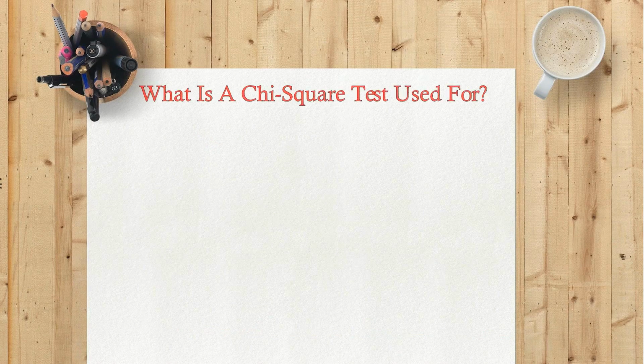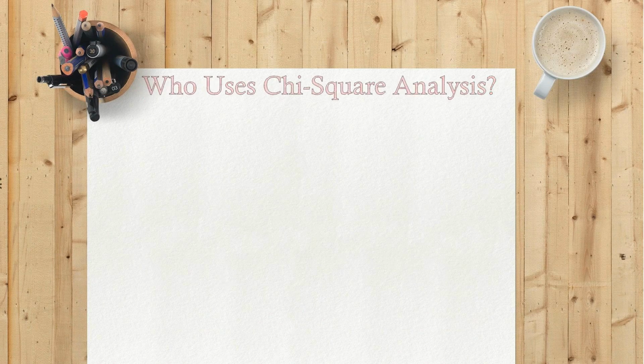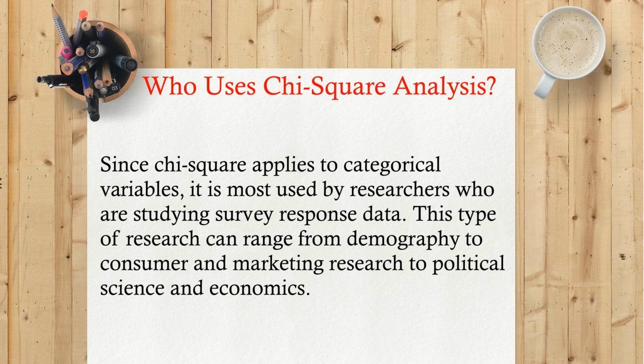What is a chi-square test used for? Chi-square is a statistical test used to examine the differences between categorical variables from a random sample in order to judge goodness of fit between expected and observed results. Who uses chi-square analysis? Since chi-square applies to categorical variables, it is most used by researchers who are studying survey response data. This type of research can range from demography to consumer and marketing research to political science and economics.